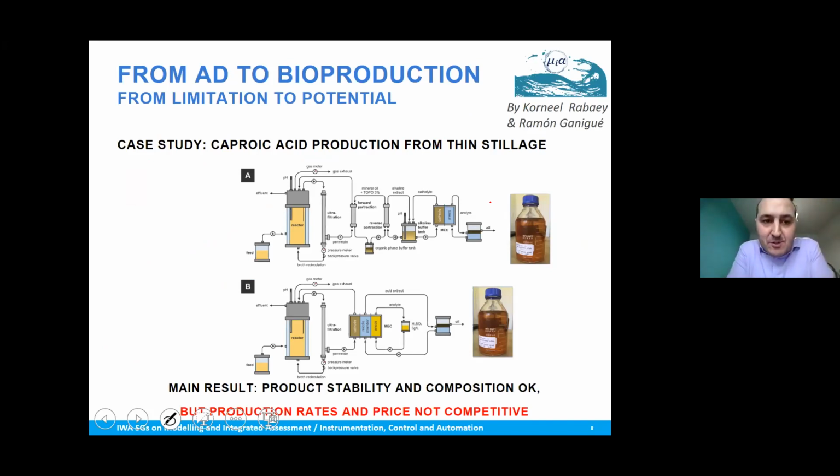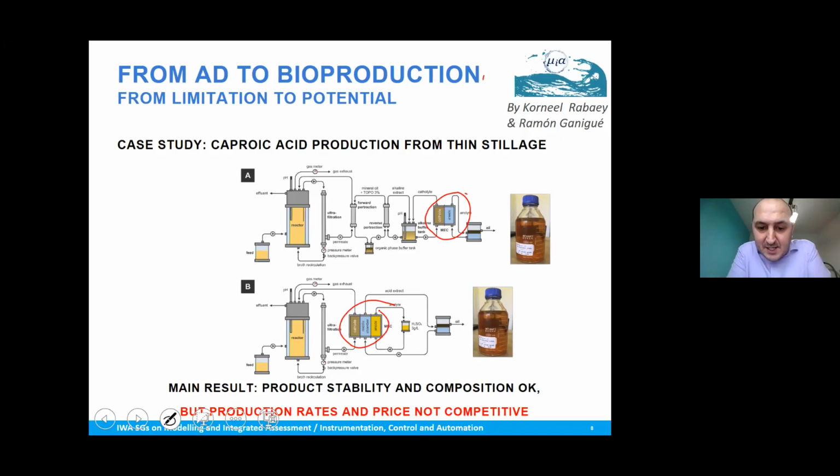Cornel Ravet also discussed a case study on caproic acid production from thin stillage, in a presentation entitled From Anaerobic Digestion, from Limitation to Potential. He presented initially a technology based on suspended growth bioreactors, with 2 different configurations with ultrafiltration, supporting a downstream process based on microbial electrochemical cells to produce caproic acid.